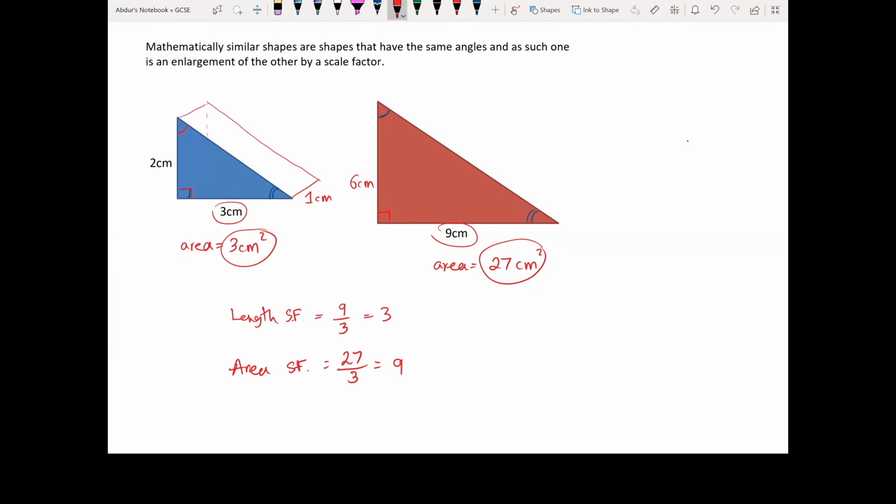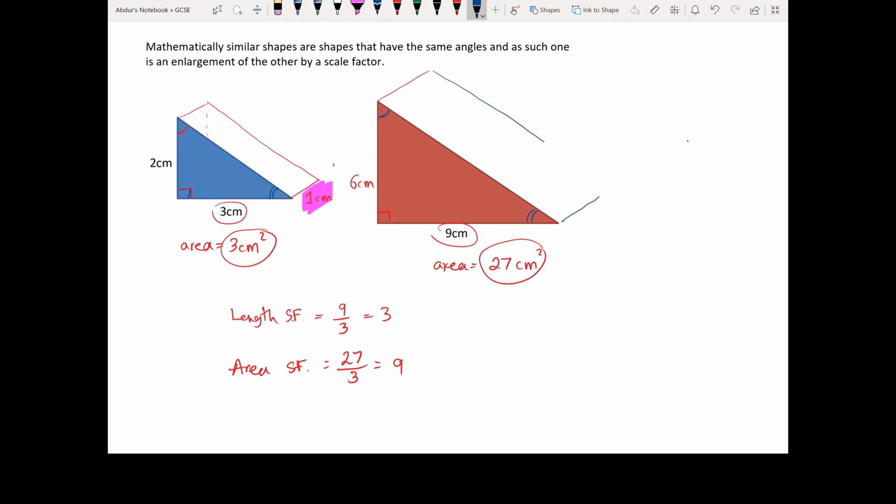Likewise, I'm going to extend the other one. Now, if I've extended this by 1 centimeter, then the other one, if it's mathematically similar, has to extend by 3 centimeters, and that's because the length scale factor is 3, so I need to times it by 3. So here, this 1 centimeter is a length, so I need to apply the length scale factor. So to go from that length to the other length here, I need to then times by 3.